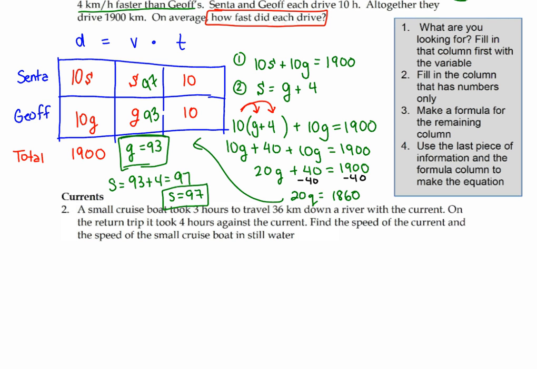So what's my sentence? We're answering the question, how fast did they drive? So Senta drove 97 kilometers per hour, and Jeff drove 93 kilometers per hour. Sorry, I ran out of room. Got really messy.